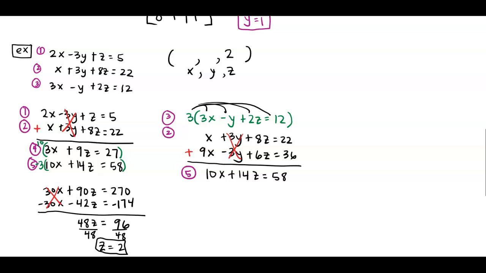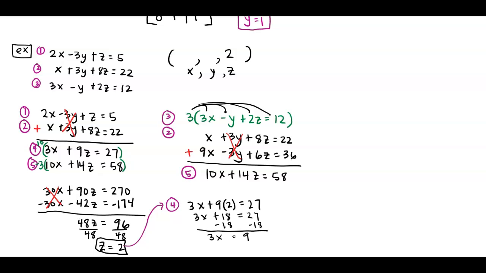Okay, so I'll write it over here so you know which one I'm doing. I'm taking equation 4, and I'm going to put this z equals 2 into that. So that's going to give me 3x plus 9 times 2 equals 27. So 3x plus 18 equals 27. Now I need to subtract my 18 over. So 3x equals 9, and then I'll need to divide by 3. So x equals 3.